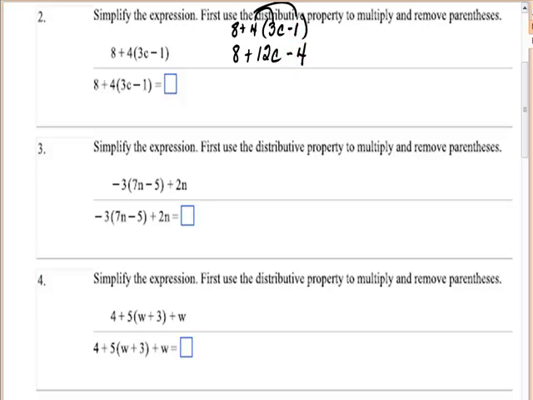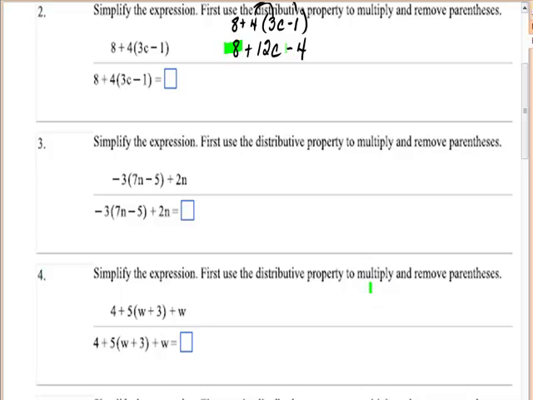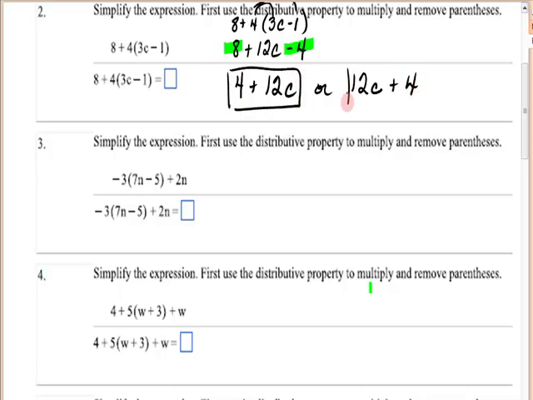Do I have any like terms? Yes, I have constants. Now you can do these in any order you want. I have a positive 8 and a negative 4, so I will subtract, keeping the sign of the big one, gives me 4. Plus the 12c does not have any friends. Or you could have the 12c written first and the positive 4 written second. So either one of these would be just fine.